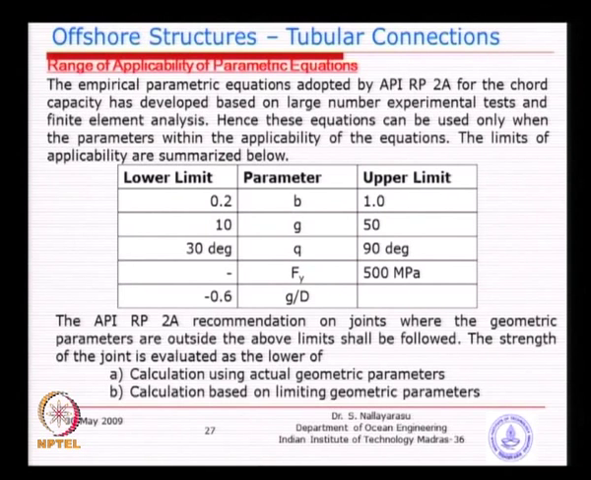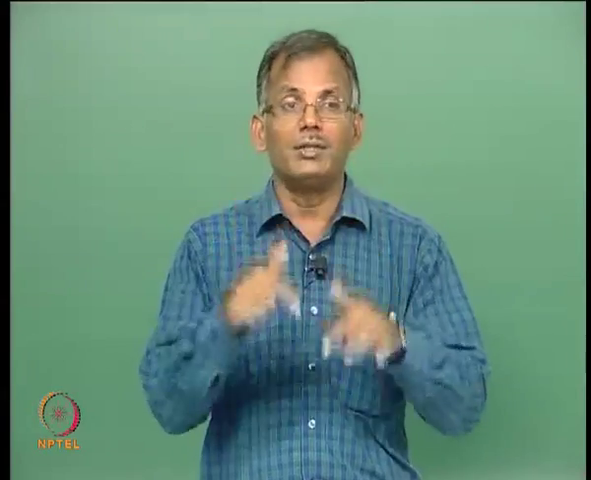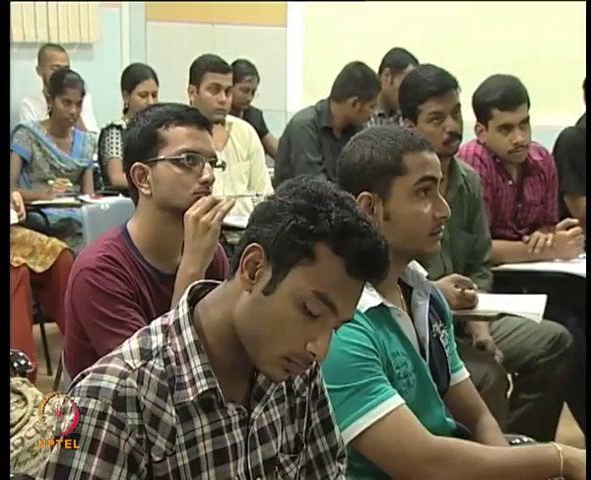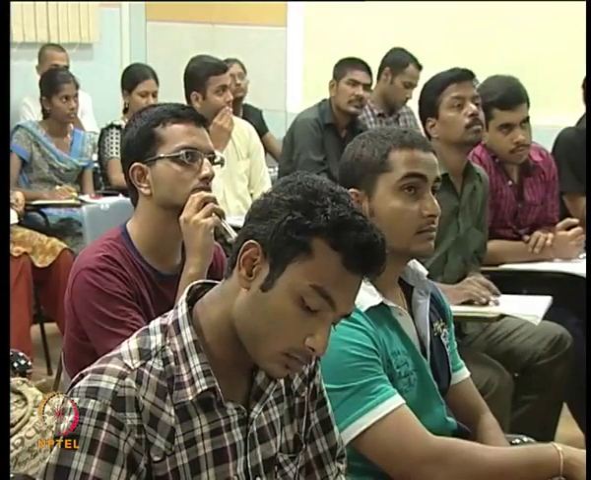If you are outside these limits, there are some guidelines given here: do the calculation using actual geometric parameters, and also calculate based on the limiting values. For example, if the angle is 28 degrees, you have to do two calculations, one using 30 degrees and one using 28 degrees, and whichever gives you the lowest capacity, you use as the design capacity. That is the practice. It is not that if you go outside, you will not be able to design; you will be able to design, but with a lower capacity. I think we will see this tomorrow.